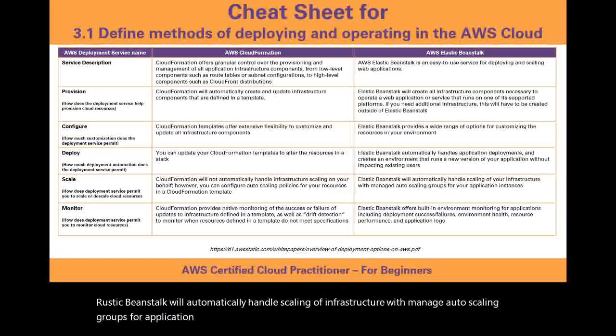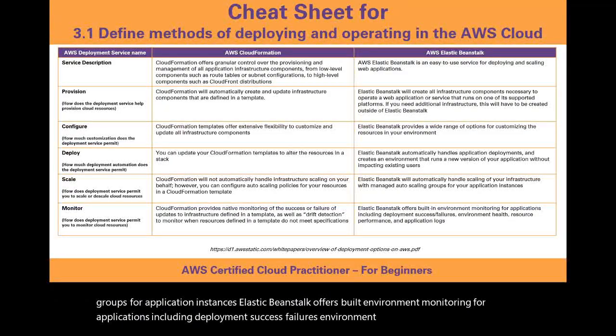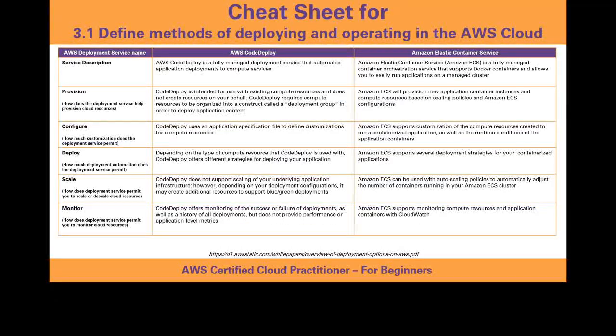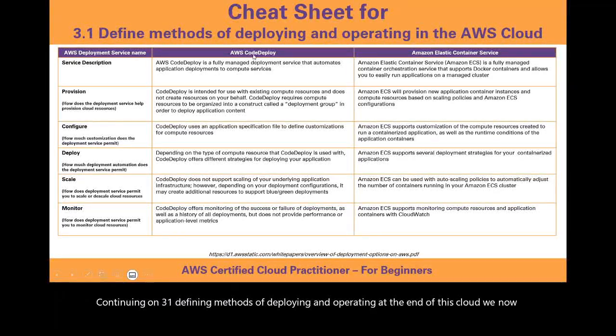Elastic Beanstalk offers built-in environment monitoring for applications, including deployment success and failures, environment health, resource performance, and application logs. This covers monitoring. Continuing on 3.1, defining methods of deploying and operating in the AWS Cloud, we now cover the two additional deployment services, AWS CodeDeploy and Amazon Elastic Container Service.